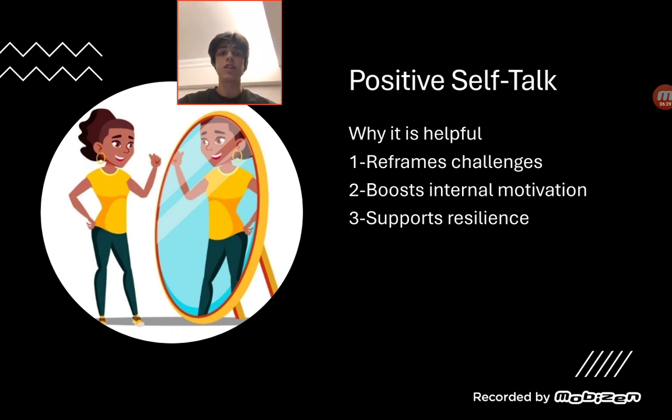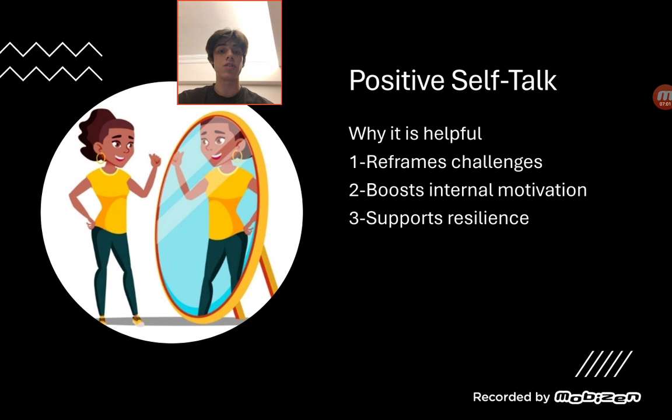And here I explained why it's helpful. One is it reframes challenges because, instead of seeing a task as overwhelming, saying I can't do this, positive self talk reframes it into something more manageable, like I can take this one step at a time. And when you think about this, it actually reduces stress and anxiety and helps you stay in control a little bit. And this is one of the most important parts to be able to stay in control.